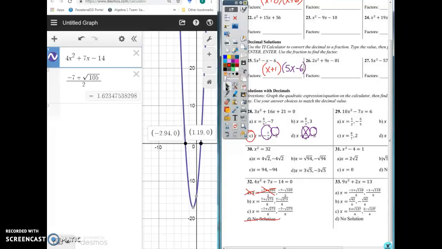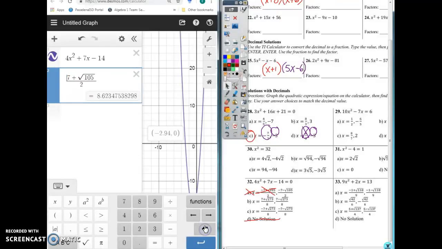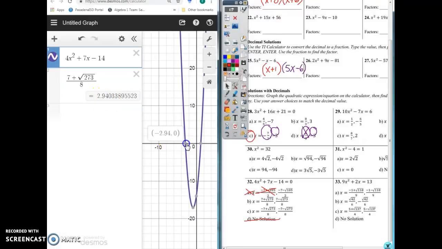Then we type another one. Let's type this one. It's 7 plus, so I'm just going to erase this. And then the inside is 273. And then the bottom is 8. So that gives me 2.94. This one is a -2.94. This is a positive. That's not the same thing. So because this one doesn't work, the whole thing doesn't work.